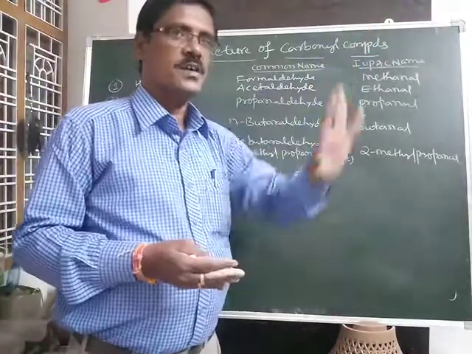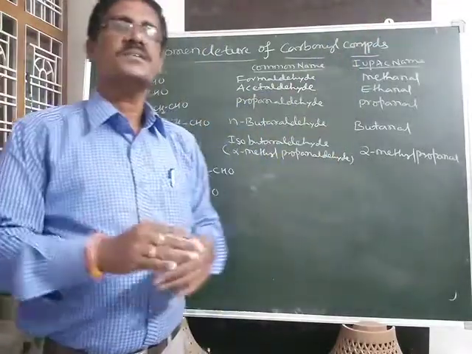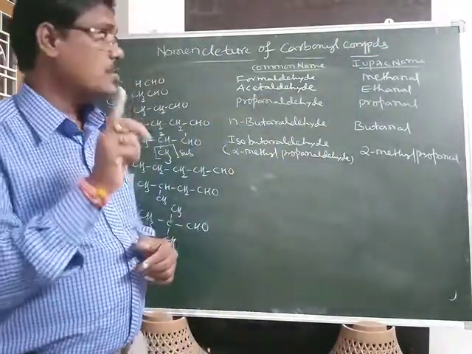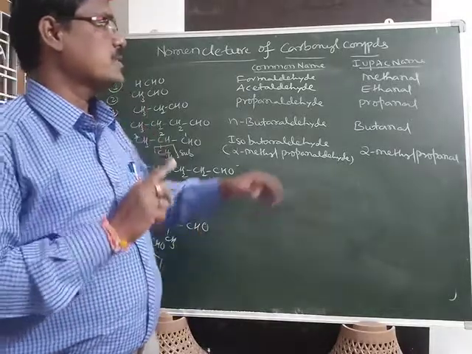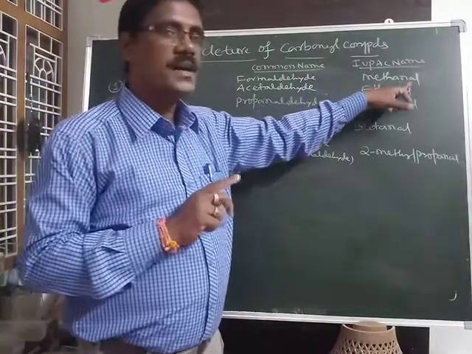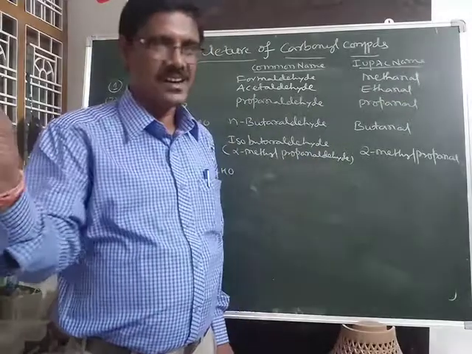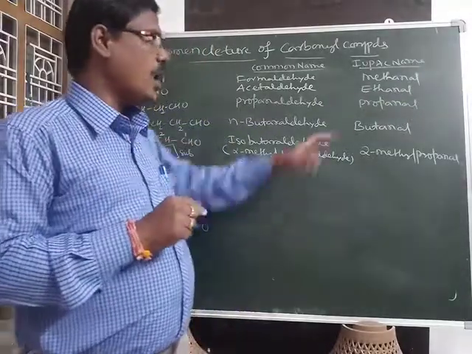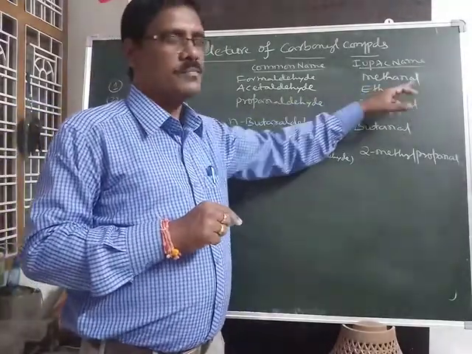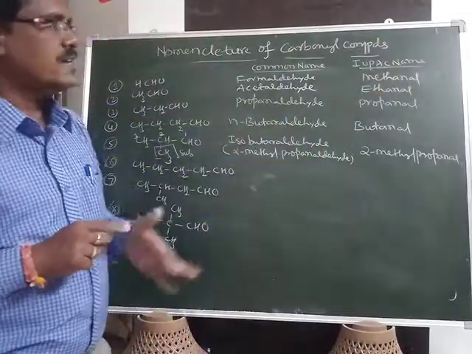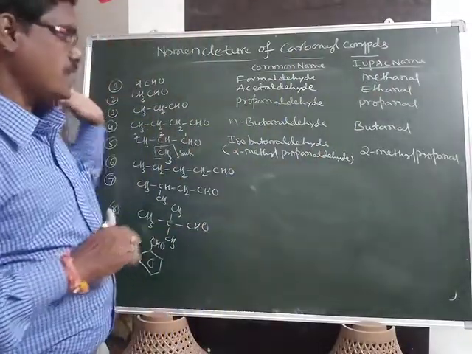If I am writing it as "-ol", that is totally a mistake. That's why you must not make this mistake. In case of aldehyde, you must write it as "-al". In case of alcohol, you write it as "-ol". But here we want to write "-al" in case of aldehydes.